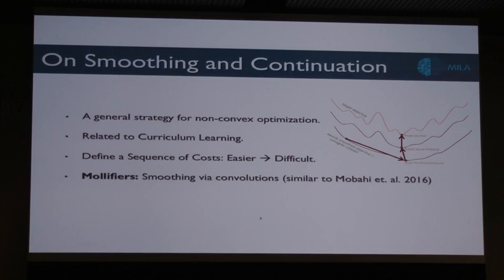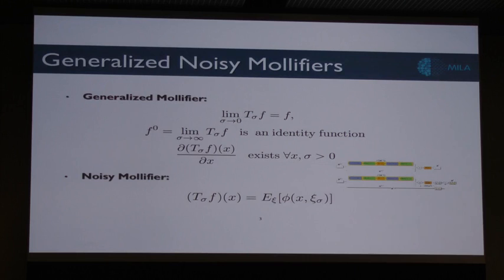However, these modifiers can involve highly complicated integrals, which may not have analytical solutions. And we also saw that the Monte Carlo estimate of these modifiers can be quite inefficient in terms of optimization. So in this paper, we propose a particular generalized noisy modifier that gave us good results.